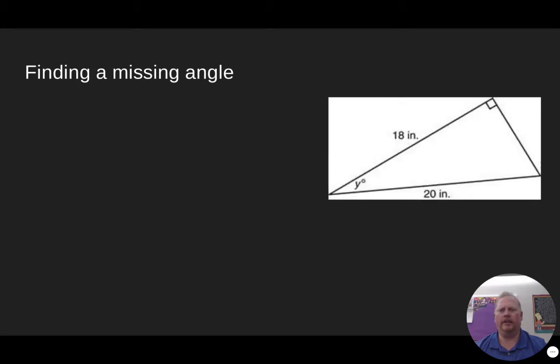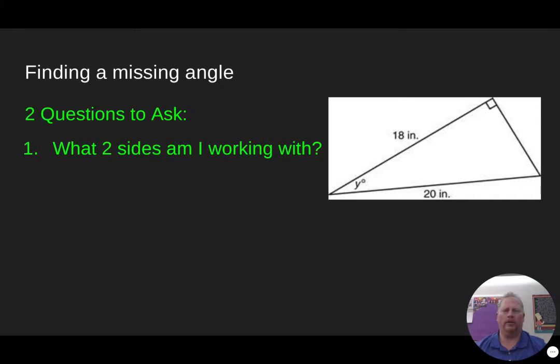So, if we take a look at an example like this, here we have two sides and an angle in a right triangle, instead of having a side and an angle and trying to find a missing side. So we're still going to approach this the same way we did in the previous lesson. We're going to ask ourselves two questions. First off, what two sides am I working with? So if I take a look here, see this 18 is right next to the angle, so that's the adjacent. And the 20 is directly across from the right angle, so that's the hypotenuse.